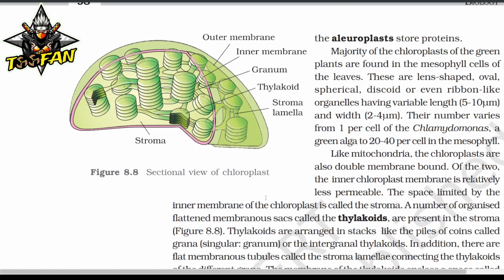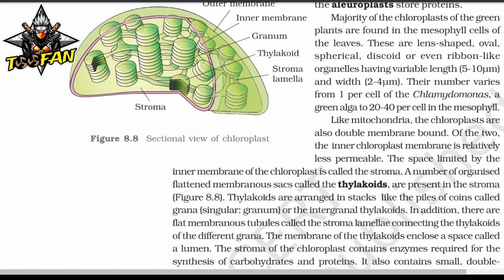Like mitochondria, the chloroplasts are also double membrane bound. Of the two, the inner chloroplast membrane is relatively less permeable. The space limited by the inner membrane of the chloroplast is called the stroma. A number of organized flattened membranous sacs called the thylakoids are present in the stroma. Thylakoids are arranged in stacks like piles of coins called grana, singular granum, or the intergranal thylakoids. In addition, there are flat membranous tubules called the stroma lamellae connecting the thylakoids of the different grana.